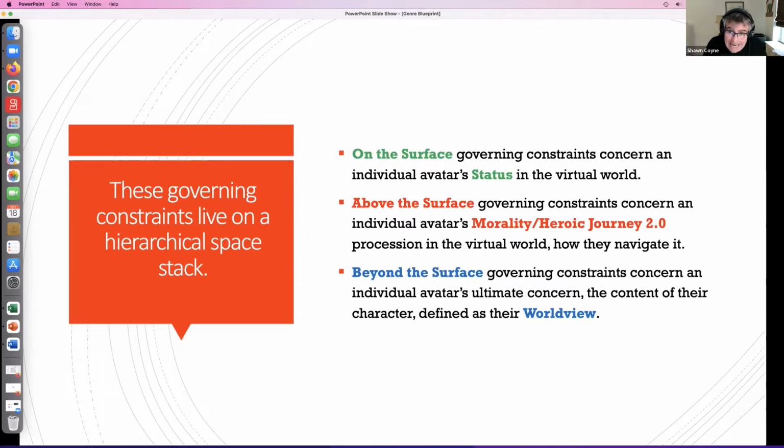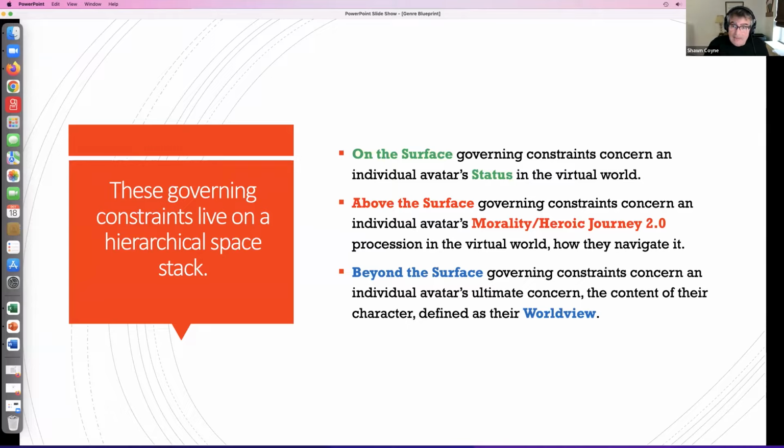Now, these live on a stack. So now we're going to combine our 3 planes of perception and associate them with these governing genres. On the surface, governing constraints concern an individual avatar's status in the virtual world. What's their identity? Who are they? Above the surface, governing constraints concern an individual avatar's morality. How do they process in the virtual world? How do they navigate it? Are they heroic? Are they charismatic? How are they processing the world, and how is the world processing them?